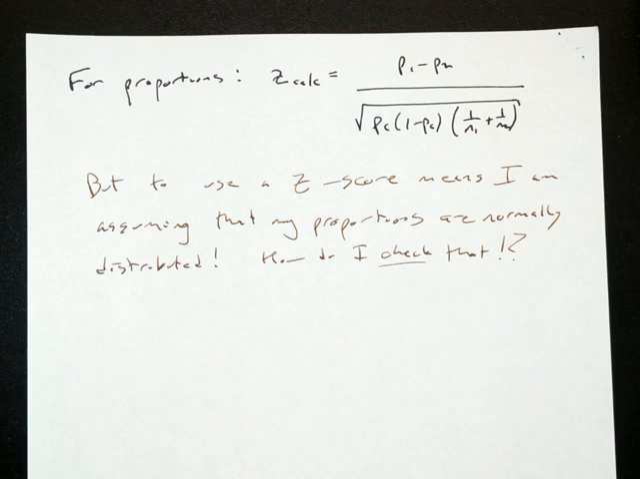You need to have a big enough group to be sure I have normal behavior. For proportions, what's my threshold number? 10. But it's 10 in the success group and 10 in the fail group.